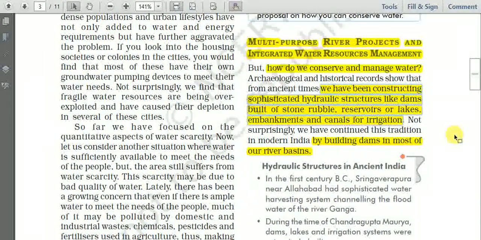So here, let us read this area. Since ancient times, we have been constructing sophisticated hydraulic structures like dams built of stone rubble, reservoirs or lakes, that is artificial lakes, embankments and canals for irrigation. So these are the different methods of conserving and managing water resources in the ancient time.